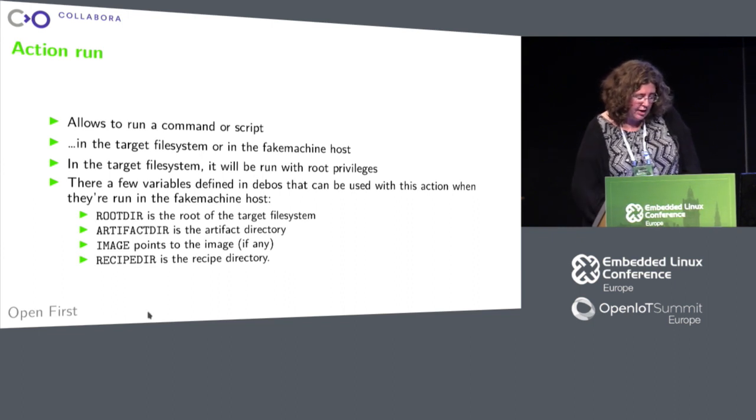And you will have available a few variables. So you will have the variable root dir that points to the root of the target file system that you are using. You will have artifact dir, that is a directory with all the files that you are using for creating your image. Image will point to the image if you have already created something. And recipe dir, actually, for most of the time, is the same as artifact dir. It's the directory from where you are launching Debos, actually.